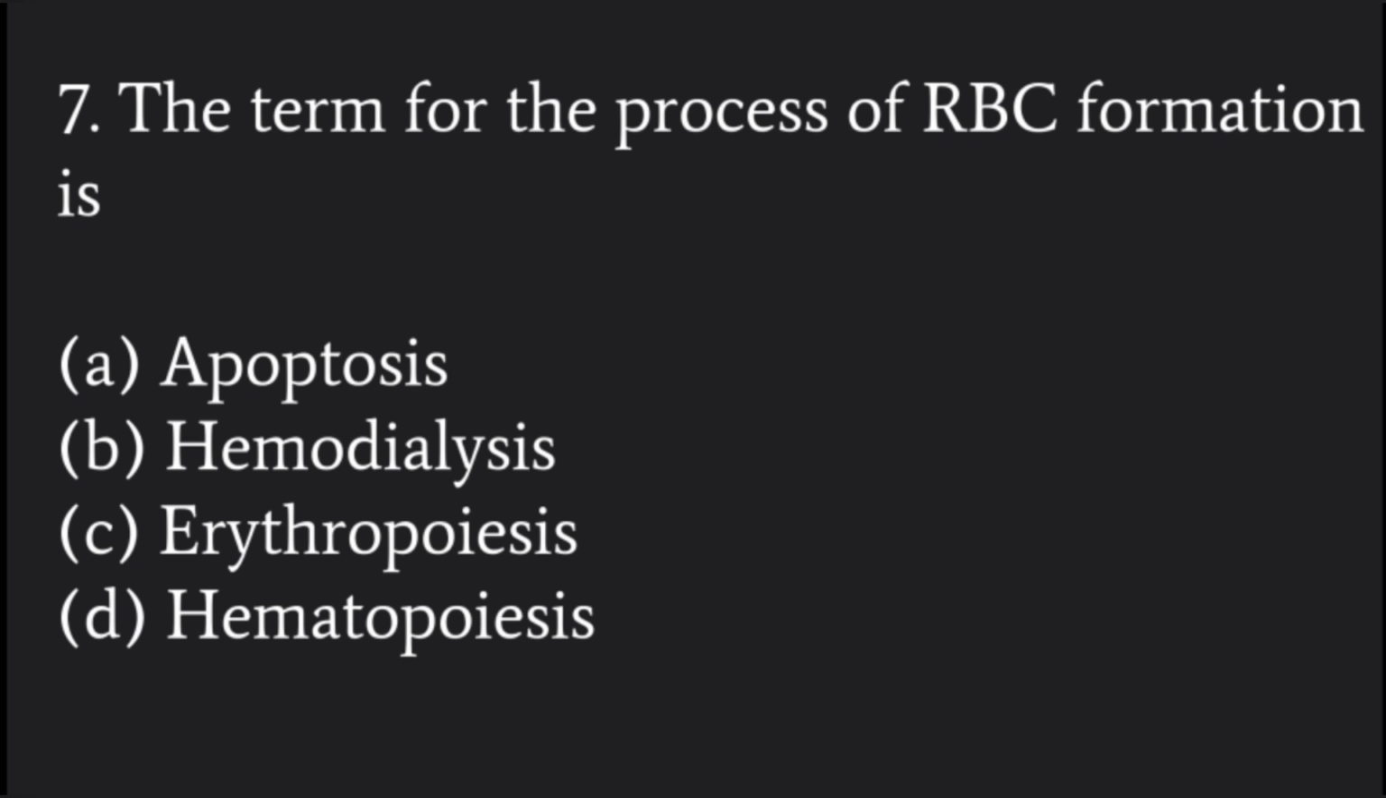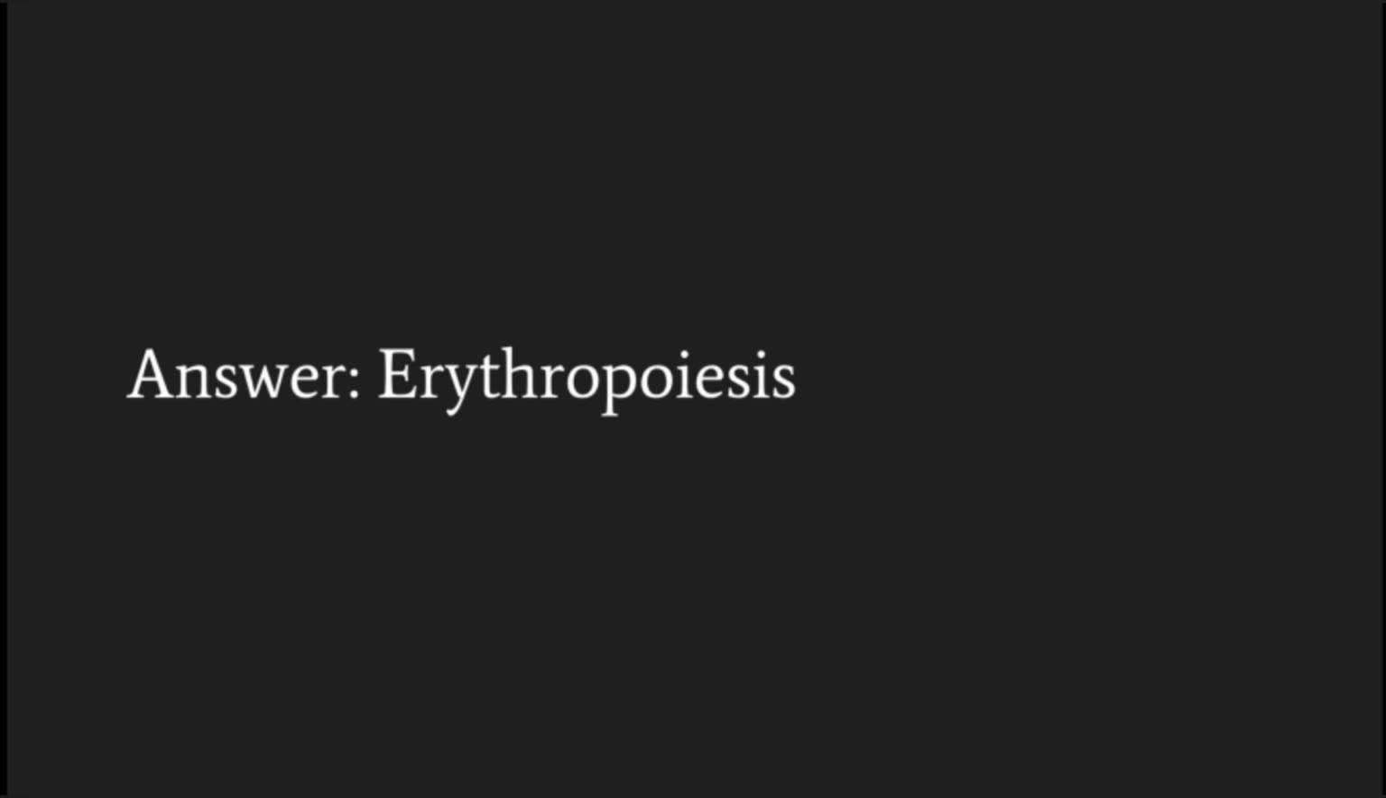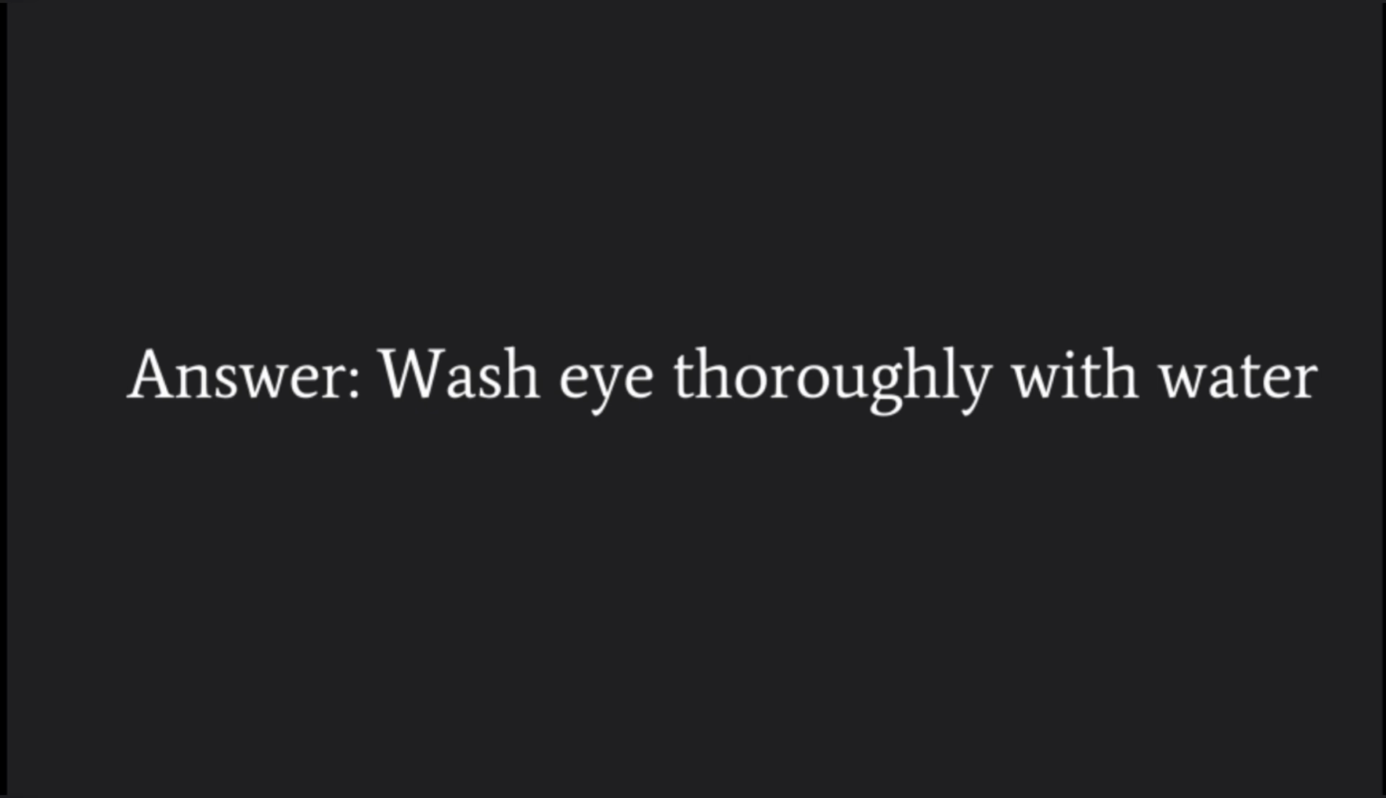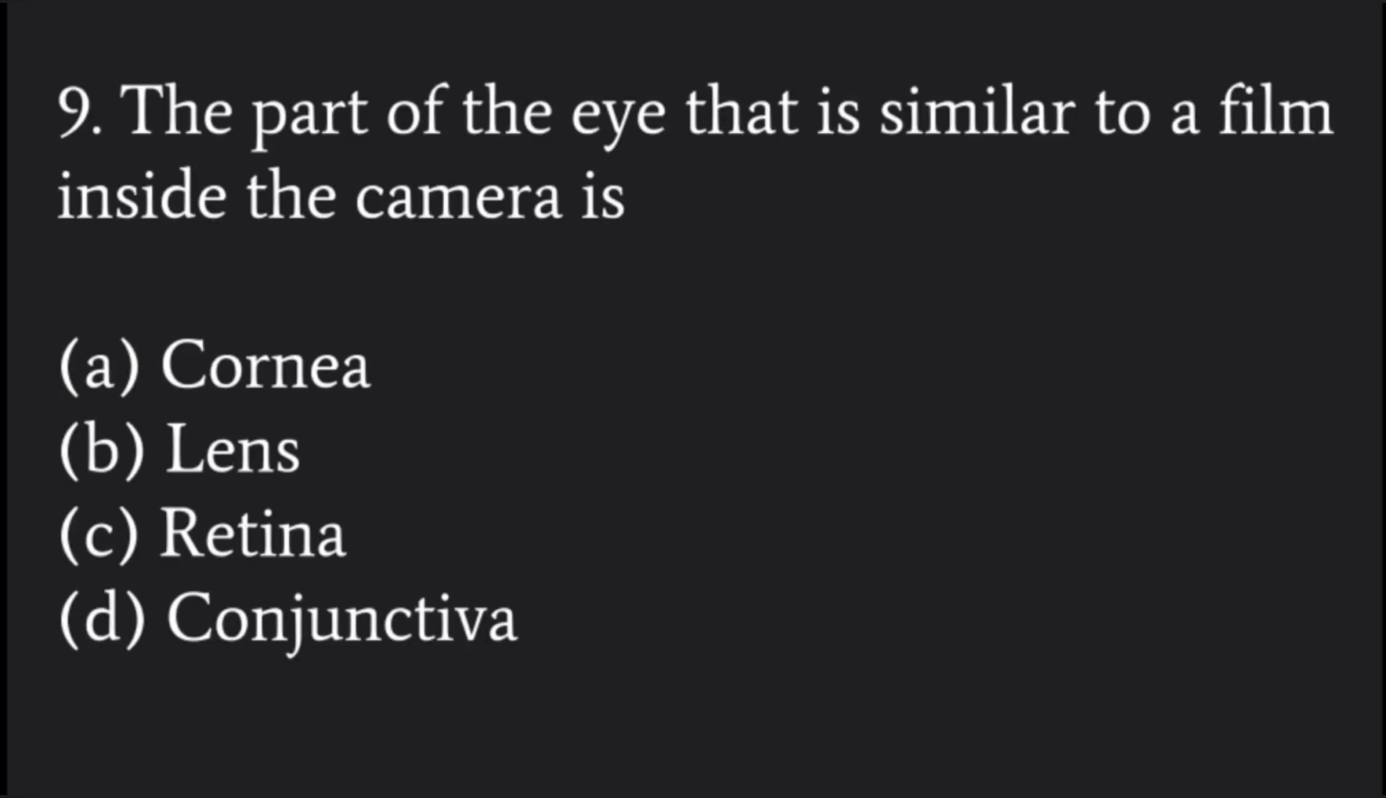The term for the process of RBC formation is called apoptosis, hemodialysis, erythropoiesis, or hematopoiesis. See, it is known as erythropoiesis, which happens by the erythropoietic cells in the bone marrow. First aid measure for a person with chemical in the eye is wash the eye thoroughly with water, put eye drops, rub the eye, or bandage the eye. The answer is wash the eye thoroughly with water.